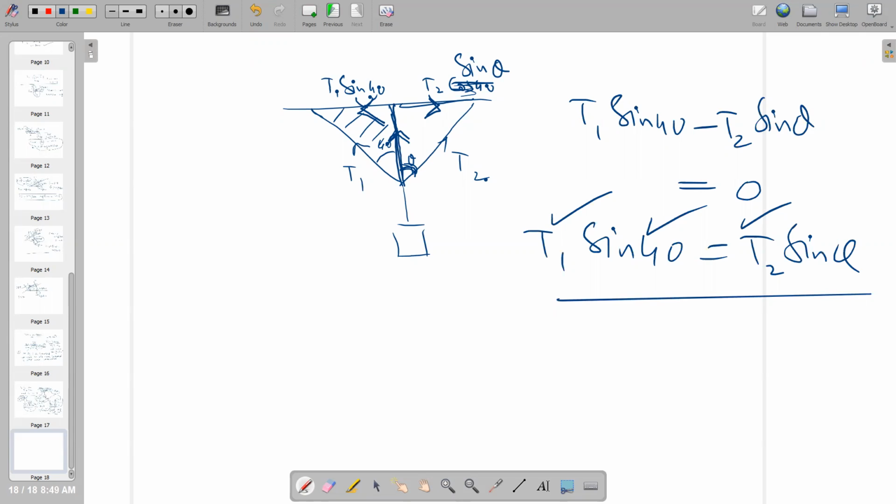This is one answer. Okay, the second question is what? No, this is my only question. Thank you. Okay. So similarly, you can solve other problems.